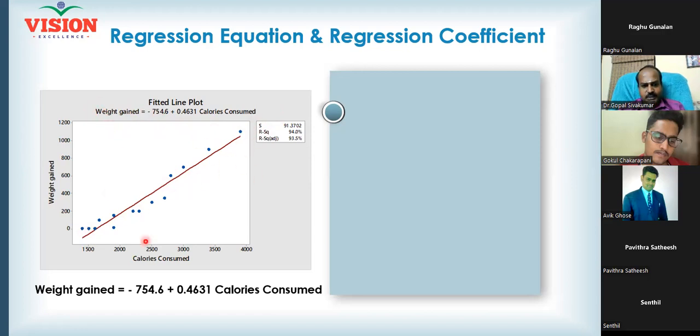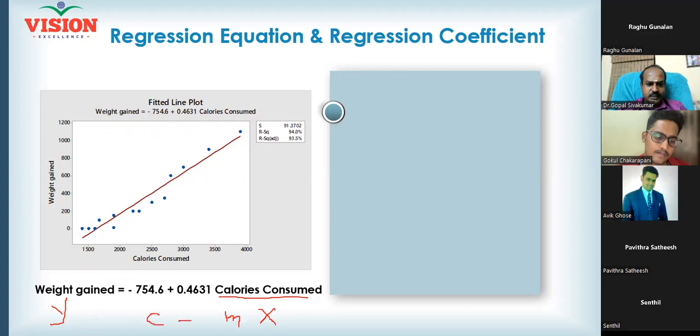If you carefully look at the equation, this weight gain is nothing but your y variable. Am I right? This is your y variable. Calorie consumption is your x variable. And x variable has got a constant. I'm going to name this constant as m. And minus 754 is another constant.